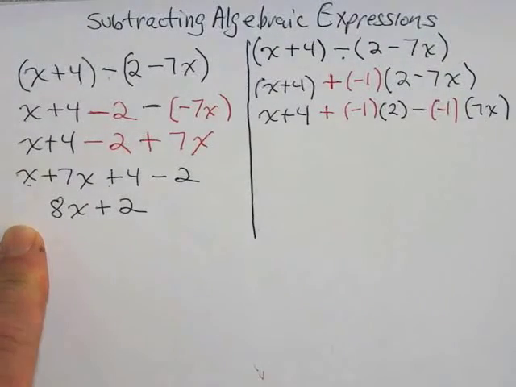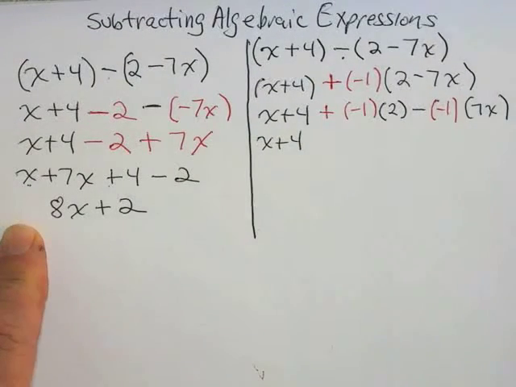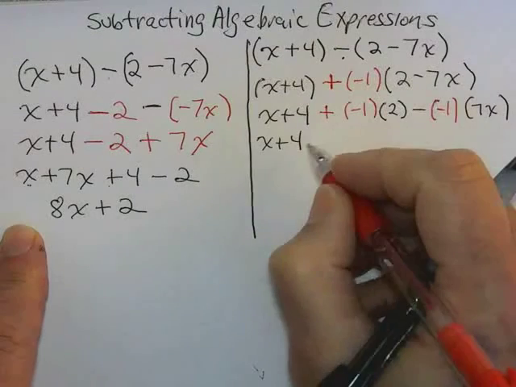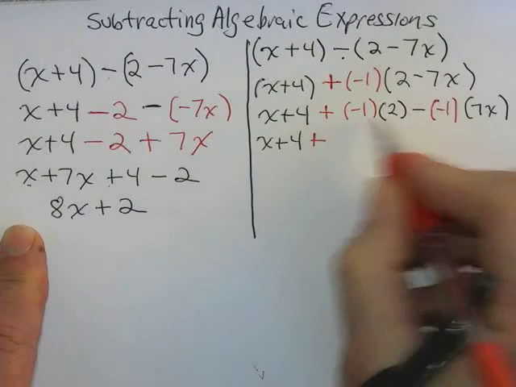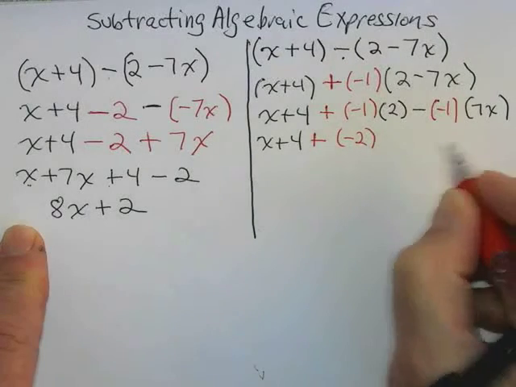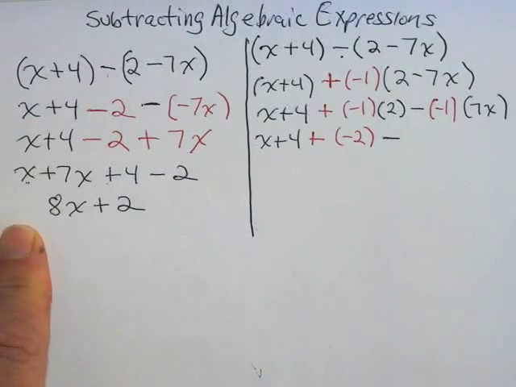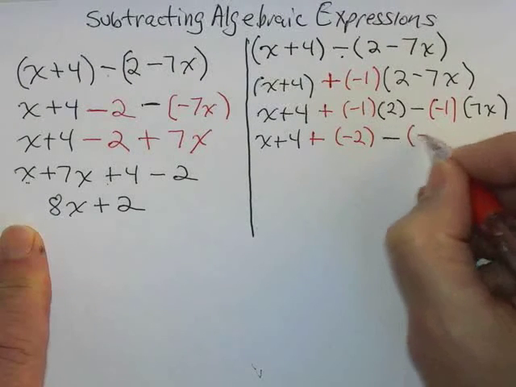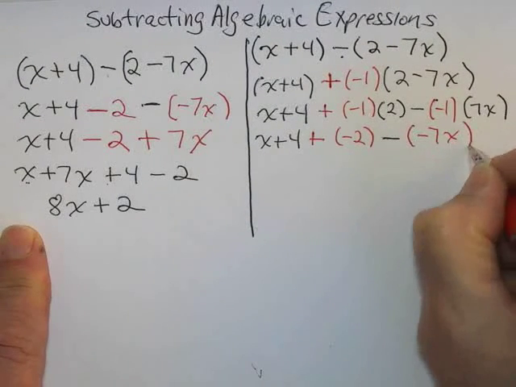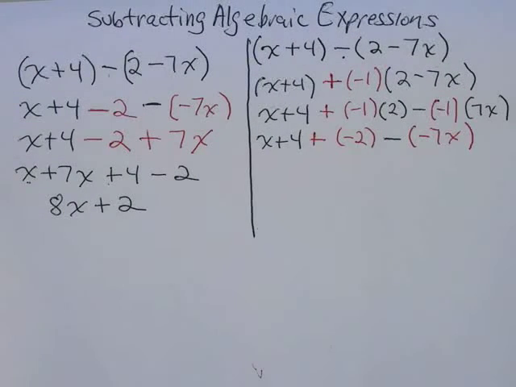All right, let's see what the result of that distribution is. Once again, I'd still have x plus 4, no change there, and I'm still adding. Negative 1 multiplied by 2 would, of course, be negative 2. My minus symbol is still going to be there, and negative 1 multiplied by 7x would be negative 7x. So let's look at what we have. We now have x plus 4 plus negative 2 minus negative 7x.